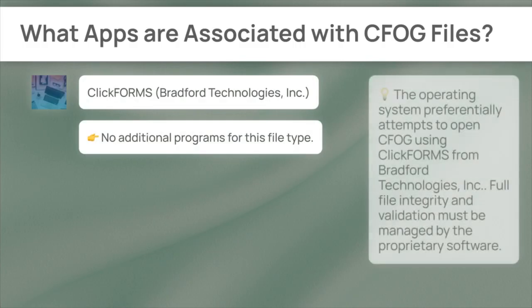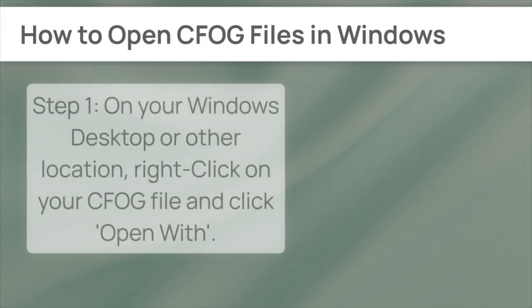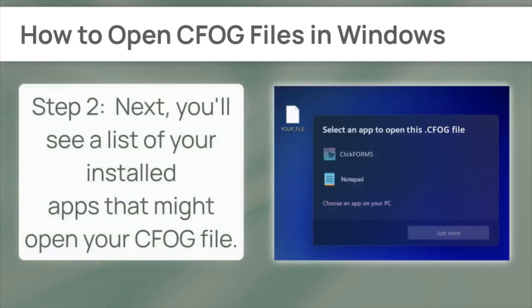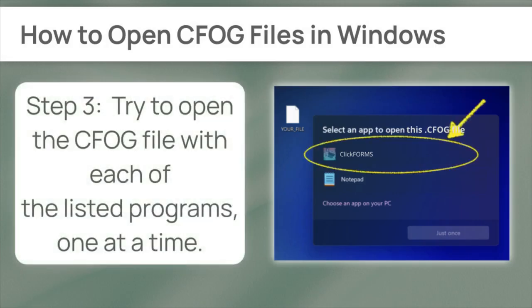To enable complex features within the file, a dedicated program is necessary. Windows can detect the file, but not its meaning, so proper reading requires the associated program. We'll conduct a full scan of potential openers now. Right-click your CFOG file and select Open With. Test ClickFORMS if it appears. If it fails, select the next application.